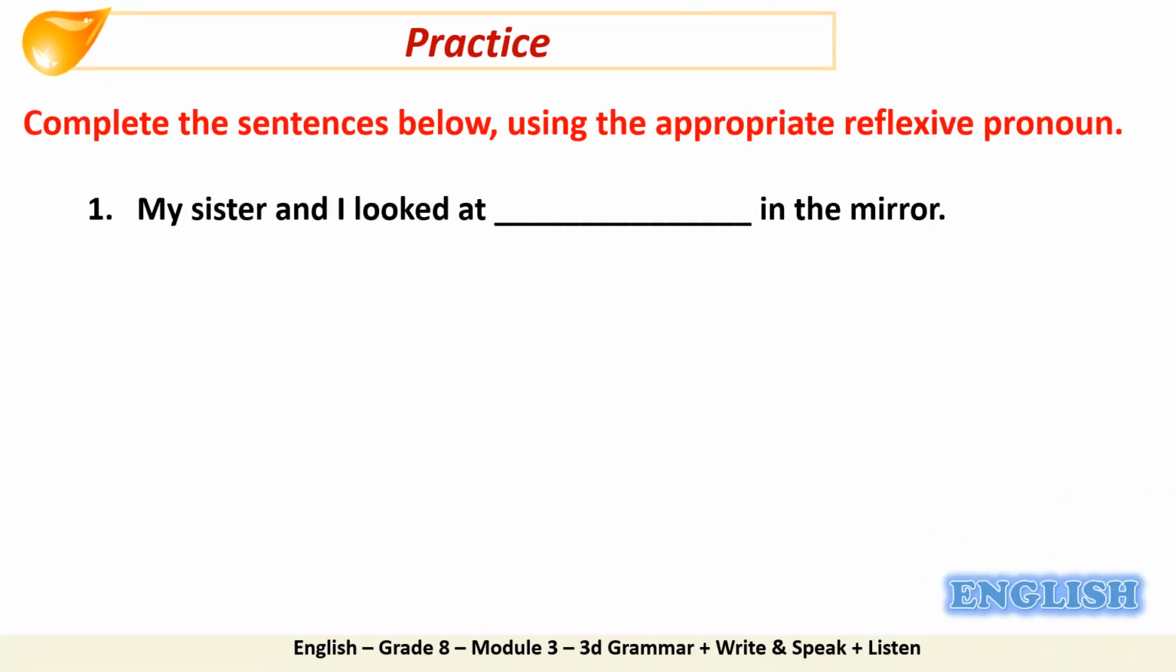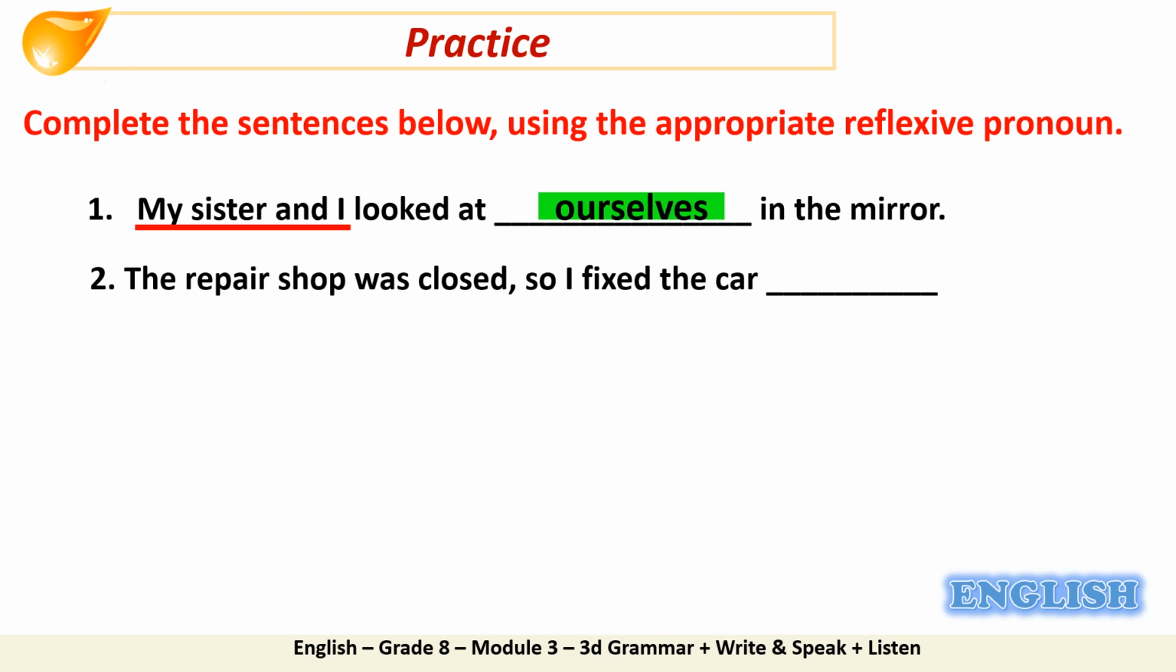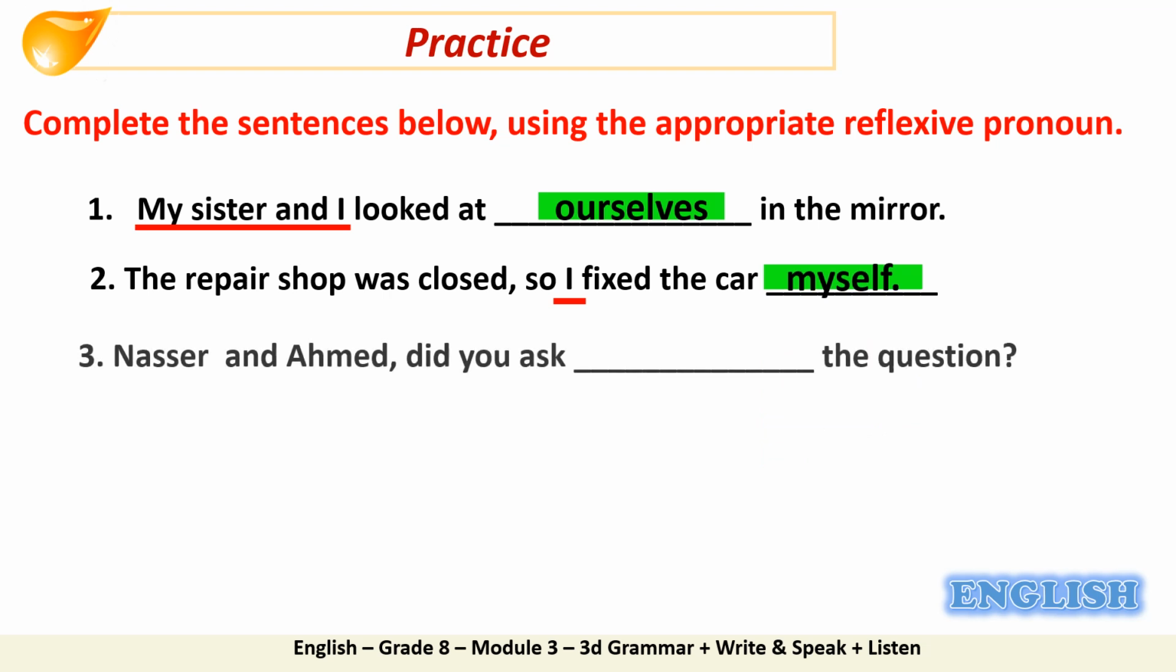It's an extra practice, guys. We're going to do it together. Complete the sentences below using the appropriate reflexive pronoun. The first one, my sister and I looked at, very good, ourselves in the mirror. 2. The repair shop was closed, so I fixed the car. Very good, of course, I, myself.